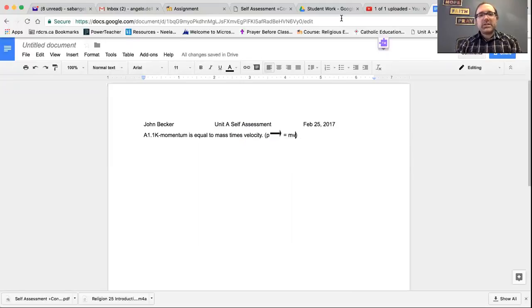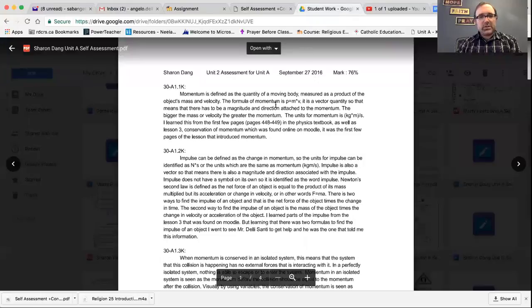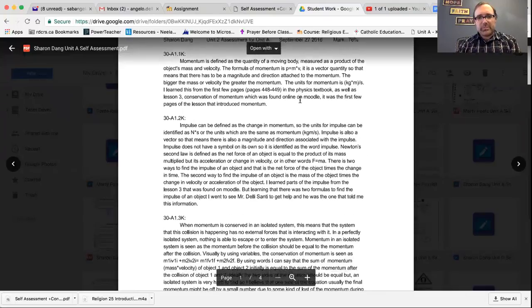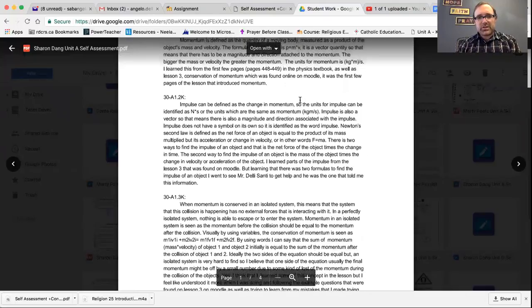Okay, here's an example of a student's work. This is what they gave me last semester. Momentum is defined as the quantity of a moving body measured as the product of the object's mass and velocity. The formula of momentum is p equals m times v. She just forgot it is a vector quantity, but she stated it, so I'll accept that too. So that means there is a magnitude and direction attached to the momentum. The bigger the mass or the velocity, the greater the momentum.